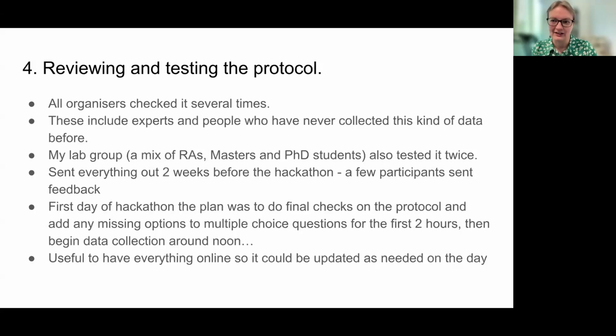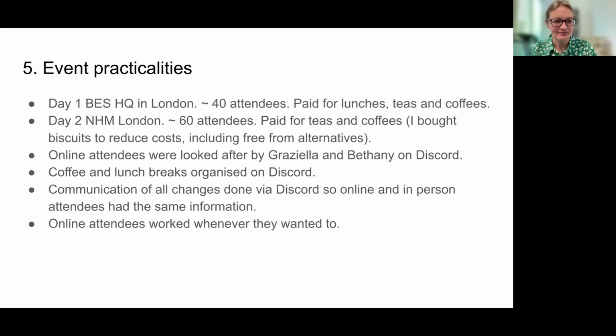So what we should have done is told people to actually look at that beforehand and get back to us beforehand rather than on the day. But what was really useful is having everything online so that we could update things as we needed to, as we were going along, without having to resend people different Word documents and stuff.